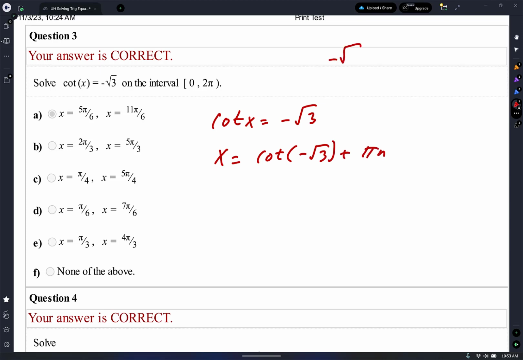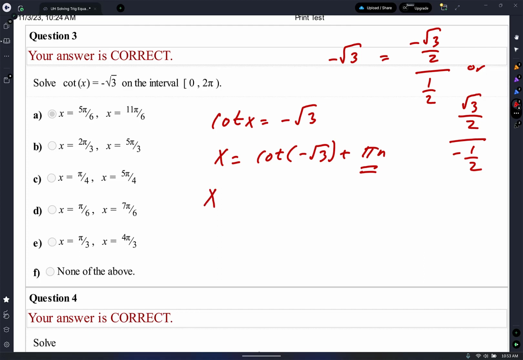The only way to get a square root of 3 is if you have a negative square root of 3 over 2 in the numerator and a positive half in the denominator, or if you have a positive square root of 3 over 2 in the numerator and you have a negative half in the denominator. I do not have to worry about both, because if I add pi, I'll get the other answer. So tangent and cotangent, you're only going to have one equation, or arc cotangent.